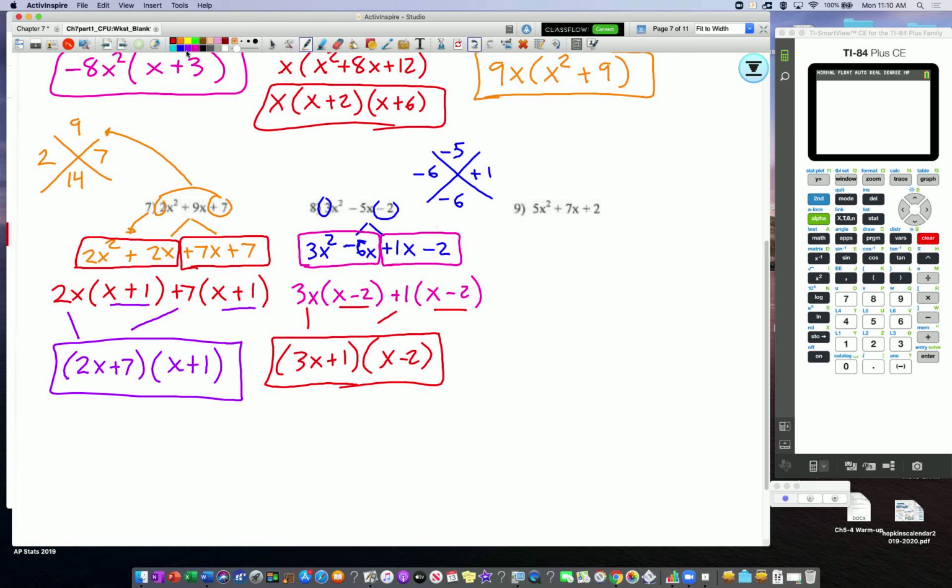All right, last problem here. So do the crisscross. Multiply A and C together, so 5 times 2 is 10. Looking at factors of 10 that add up to 7. This one's kind of nice again because it really is 5 and 2. They add up to 7. So I can rewrite that 7x as 5x plus 2x. Bring down 5x squared. Bring down the 2.